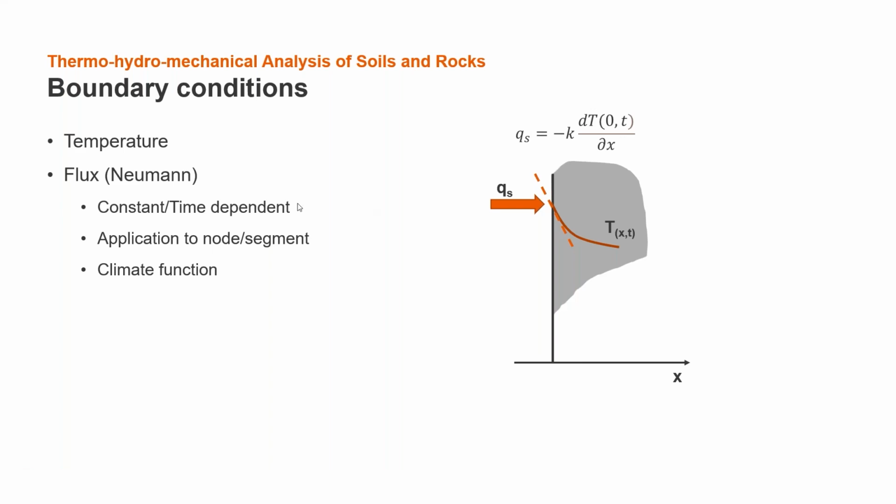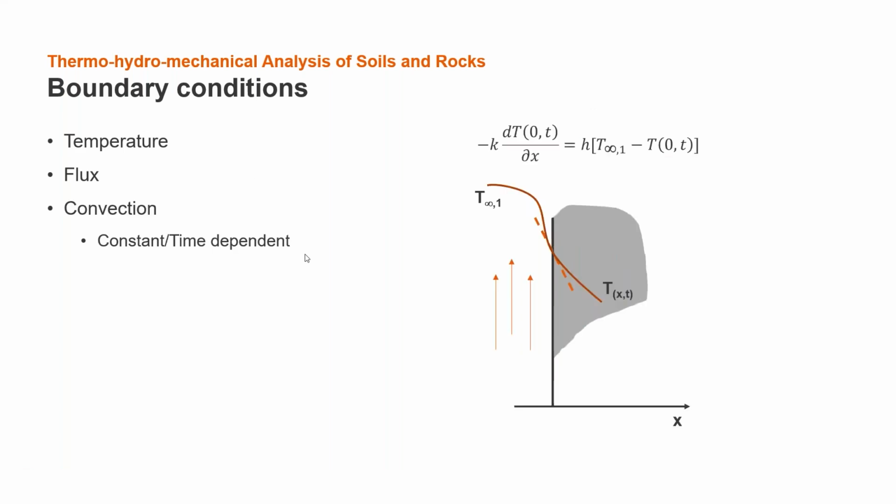Note that when you don't apply the flux boundary condition on the surface and there's no temperature boundary condition, it is a special case called the perfectly insulated surface, which means that there will be no heat in and out from the surface. We also include the convection boundary condition where we can account for the heat transfer between two media. For example, you want to account for the heat transfer between the air and the solid, or you want to account for the heat transfer between the fluid and the solid phase as well.